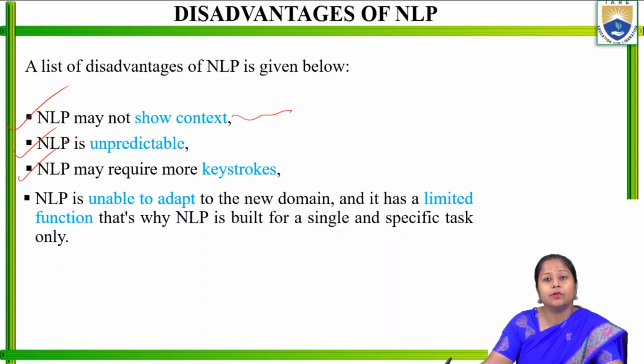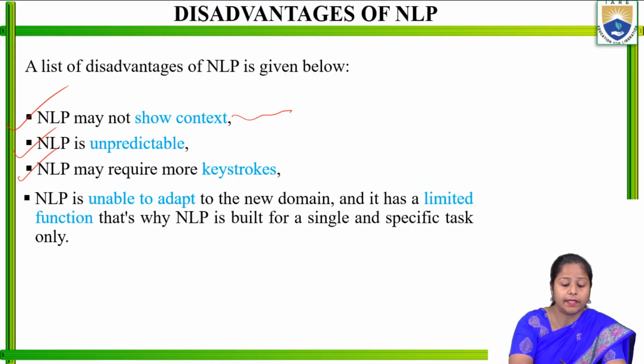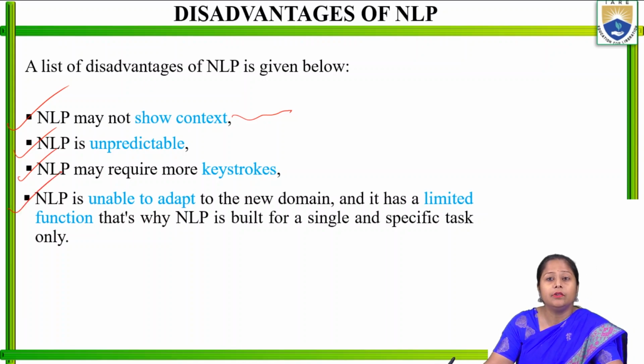NLP may require more keystrokes, so the more inputs we give, the more related objectives it gives. NLP is unable to adopt a new domain as it has limited functions, and that's why NLP is built for a single and specific task only. NLP applications will be used only in those specific areas. So these were some advantages in the different fields where NLP has been carried out.